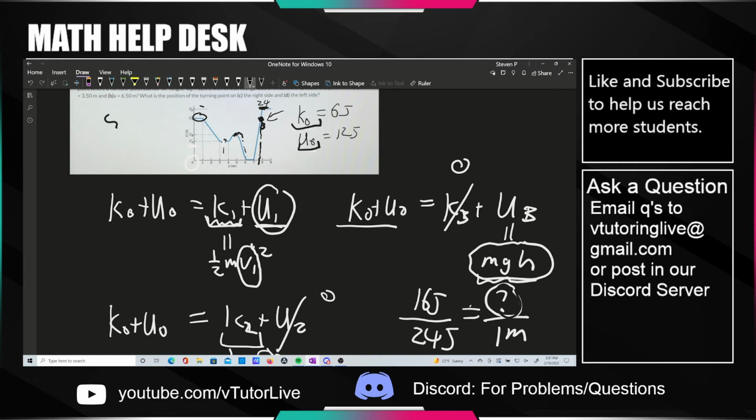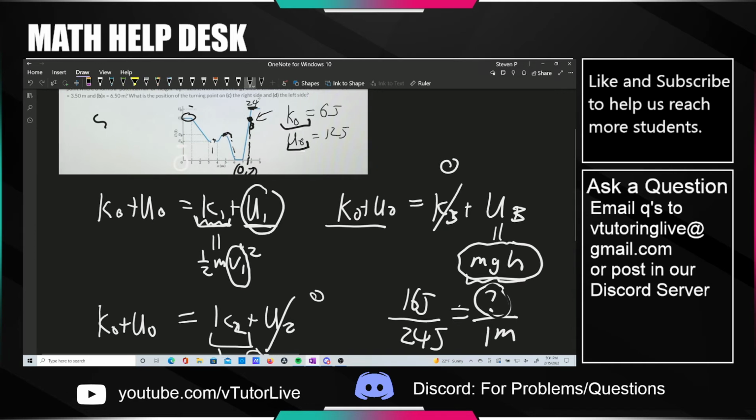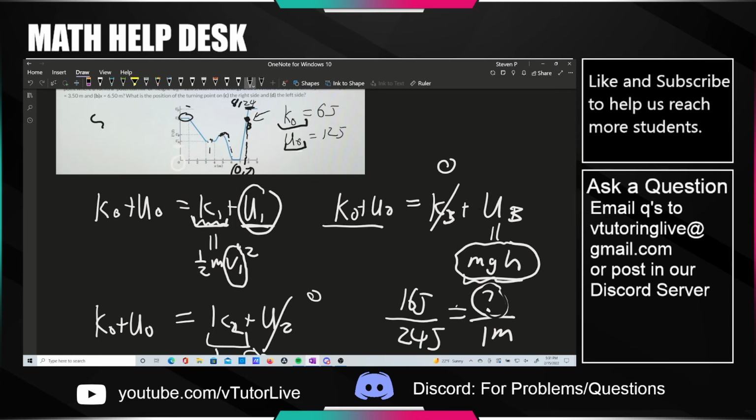Hopefully that makes some sense. You could also do this problem separately by realizing that (7, 0) is a point and (8, 24) is another point, and then you could find the equation of this line using eighth grade math. Once you have the equation of the line, you figure out at what x position it's going to have a height equal to K naught plus U naught. So that's the idea behind this problem.